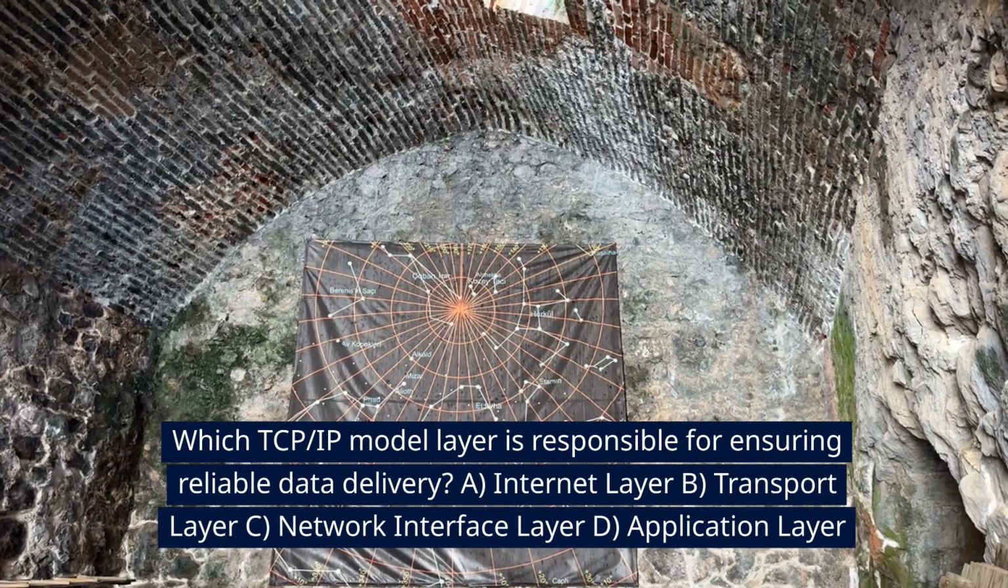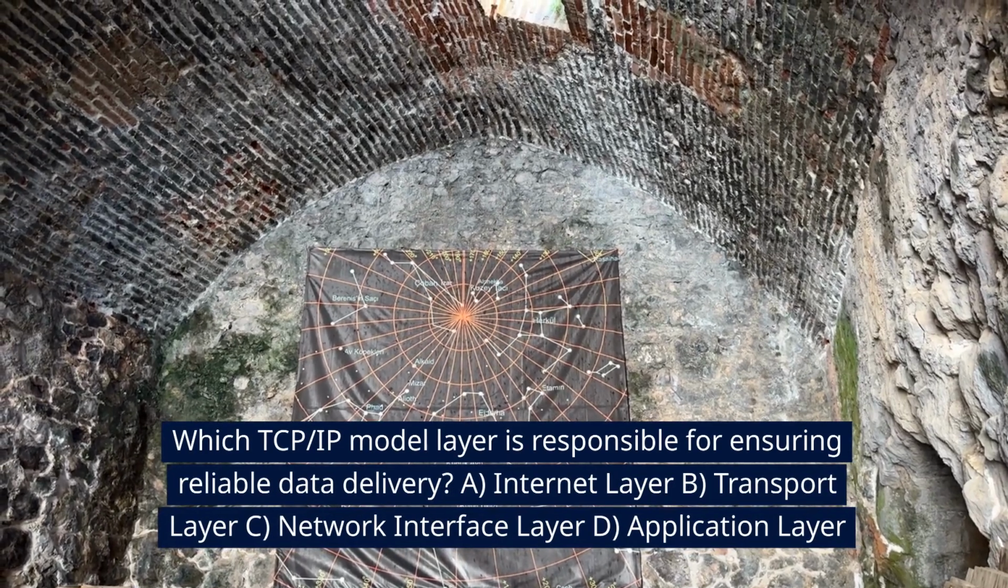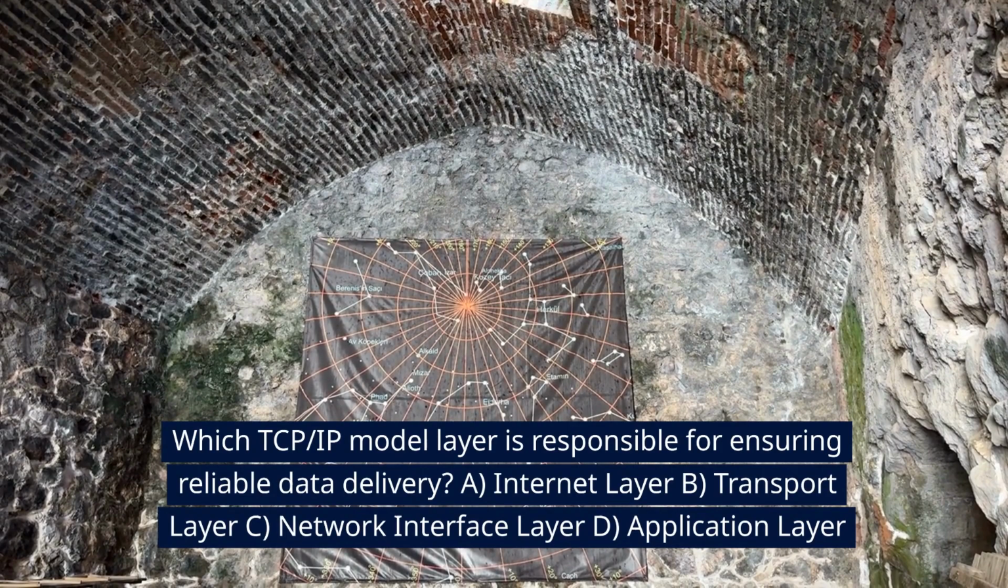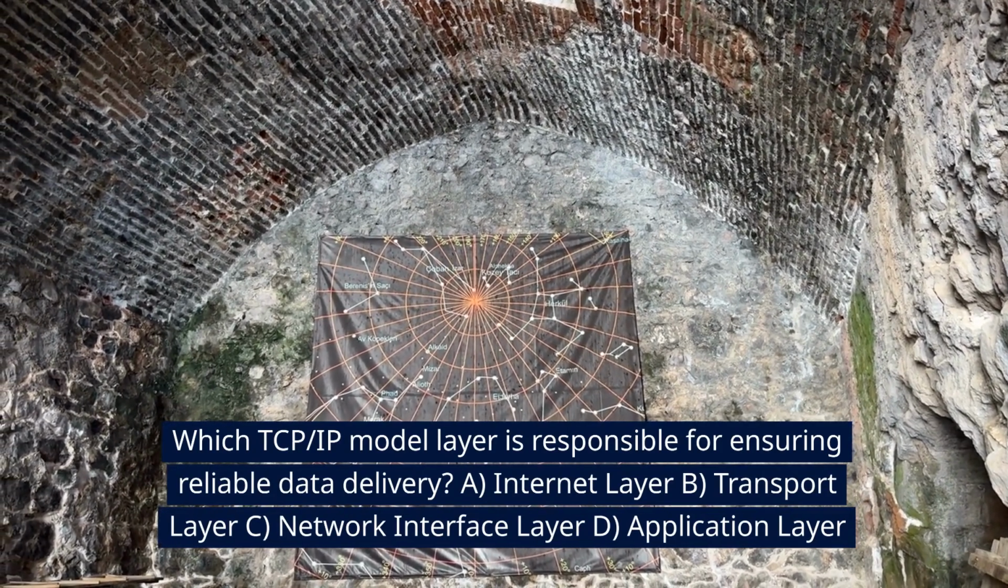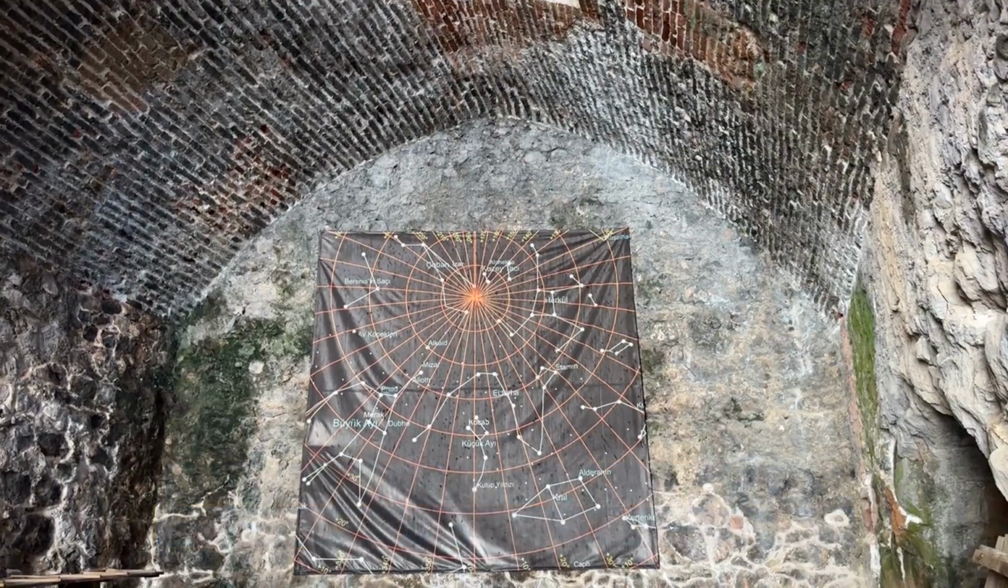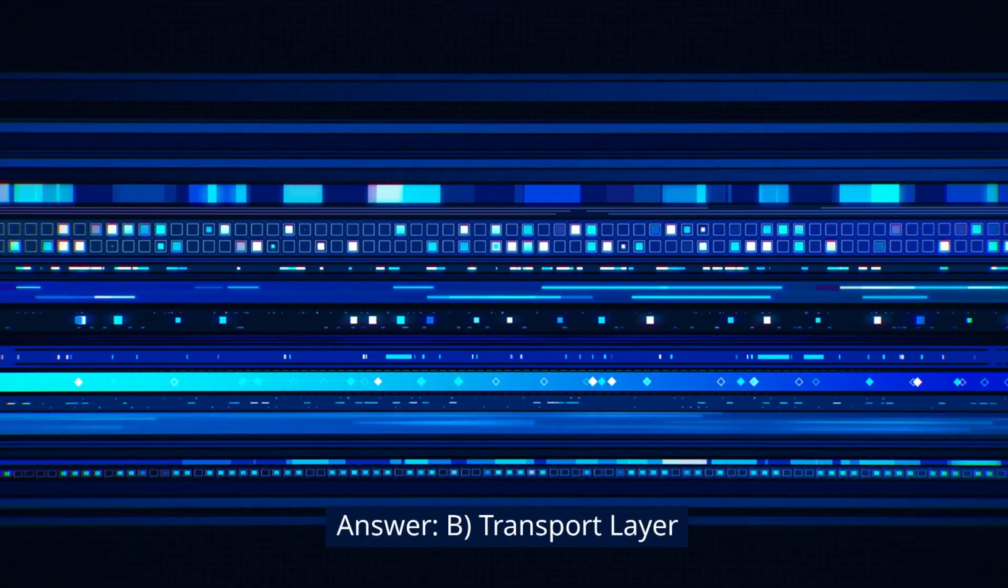Which TCP/IP model layer is responsible for ensuring reliable data delivery? A. Internet layer. B. Transport layer. C. Network interface layer. D. Application layer. Answer: B. Transport layer.